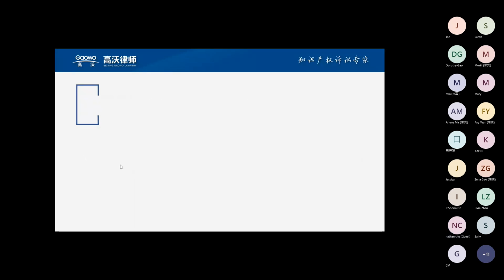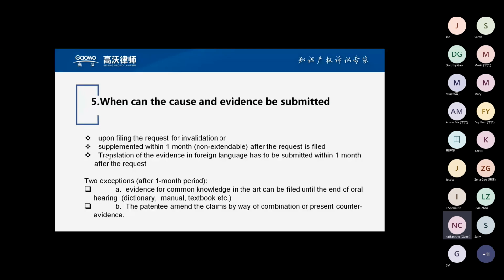Another exception is that after you file your invalidation request, the patentee usually files an answer to your request. So if the patentee amends the claims in response to your request by combination or presents some counter evidence, you can also file some evidence and causes after the 1 month period. This is the second exception.